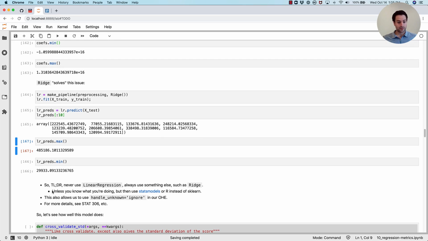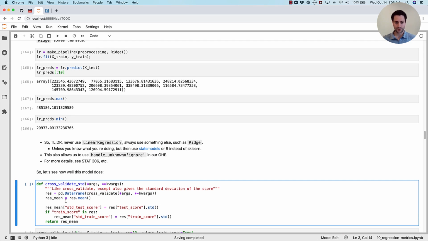If you know more about linear regression and you want to use linear regression in its basic form, you probably want to get out of scikit-learn anyway. There's statsmodels in Python, or you can use R. But I don't think there are a lot of use cases where you really want to be using this scikit-learn linear regression.